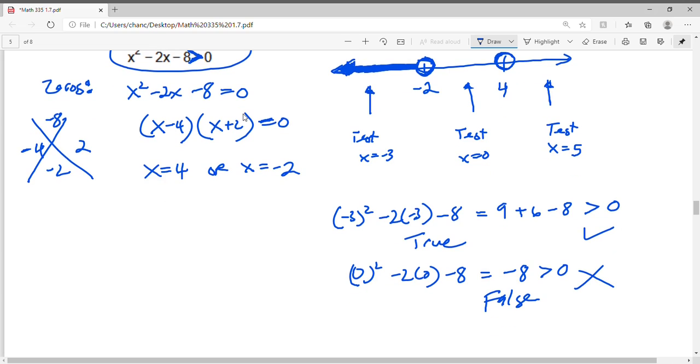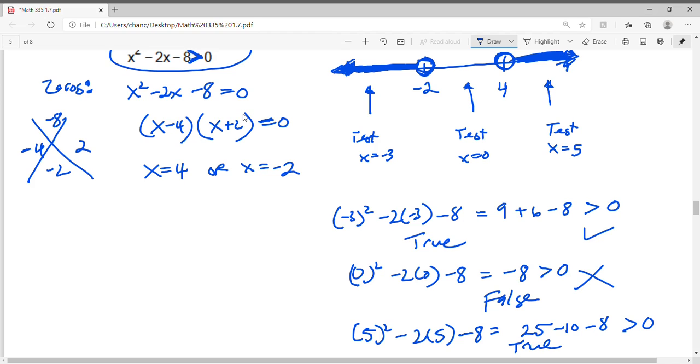Now we'll plug in 5. We have 25 minus 10 minus 8. That's clearly bigger than 0. This is true. Since this is true, we'll shade this side.